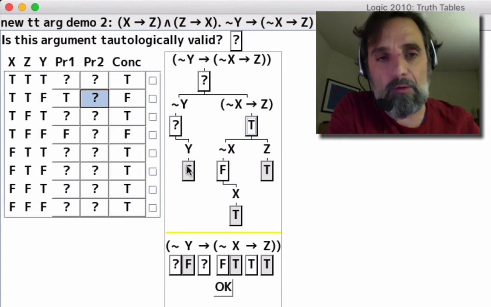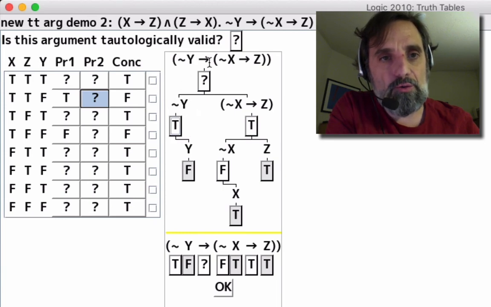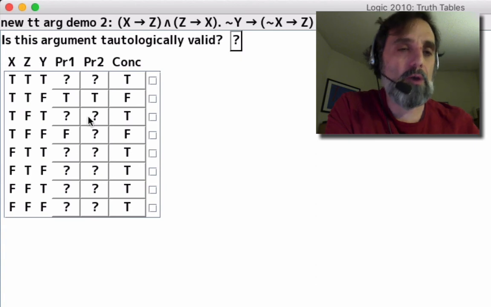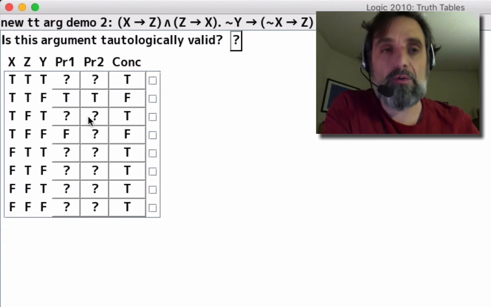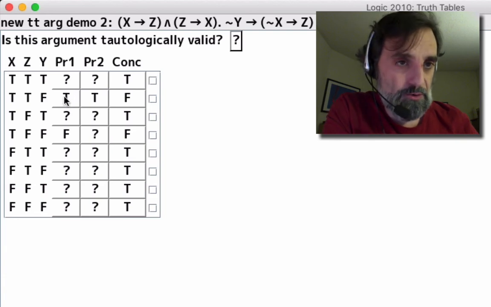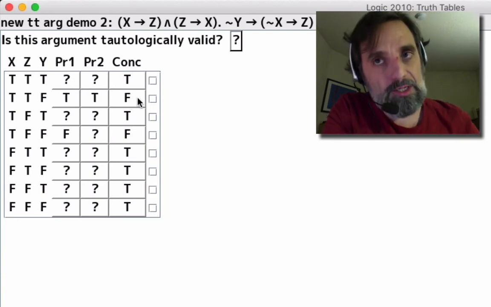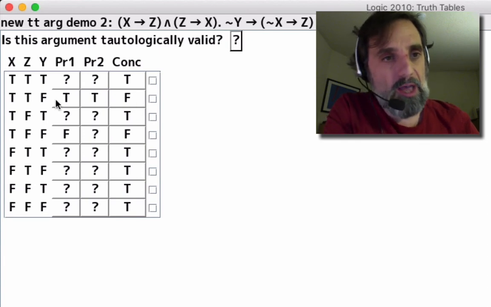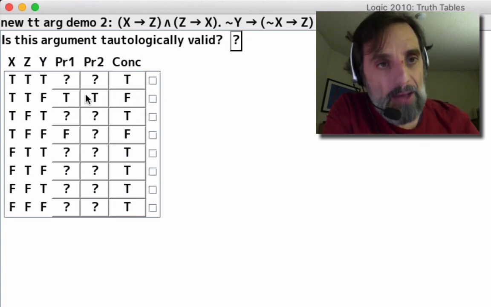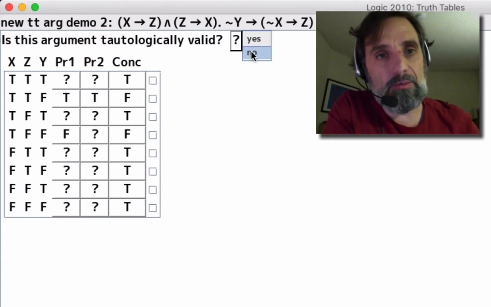But if we didn't remember that, we could go and say, okay, what's y? Y is false, so negation y is true. So we have true arrow true, which means the whole thing is true. So, okay, what does that mean? Is this row okay or is it bad? Well, we have premise 1 is true, premise 2 is true, and the conclusion is false. So all the premises are true and the conclusion is false, and so this row is bad, and so the argument is invalid.